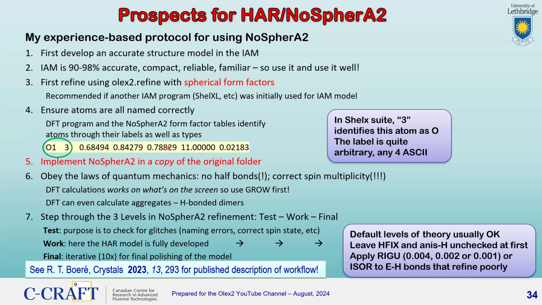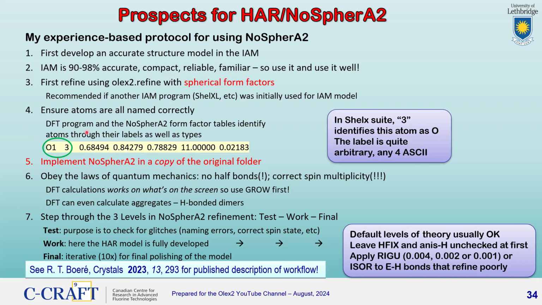For this and other reasons, we always implement NoSpherA2 in a copy of the original folder. That's really easy to do in OLEX2. It takes seconds and doesn't take up a lot of space on your computer. We therefore always keep the original independent atom model refined with OLEX2.refine available in the separate folder. And in fact, with 2 clicks of the mouse, you can jump back and forth between the two in OLEX2 and keep a live comparison of the independent atom model and the NoSpherA2 refinement as it develops. And that's really, really nice to be able to do.